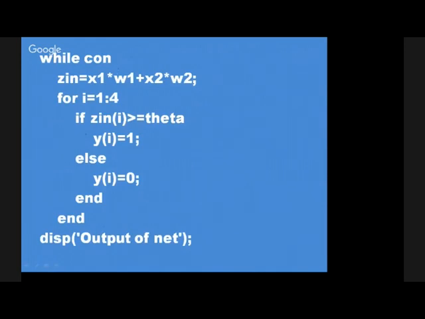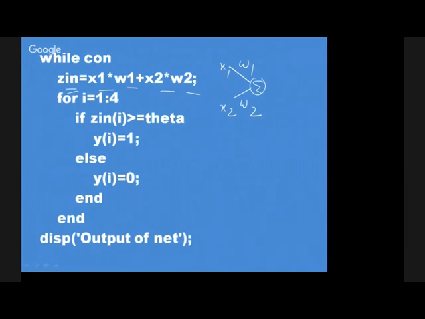Next, while con is equal to 1, the first time con is equal to 1. Now similarly we are giving zin, that is the net, and we are calculating x1 into w1 plus x2 into w2. That means we are calculating the zin, that is the net, right? This is x1 into w1 plus x2 into w2. So these we are calculating.